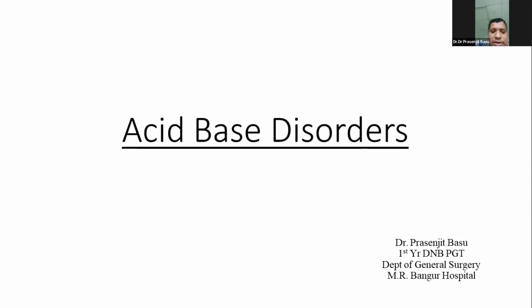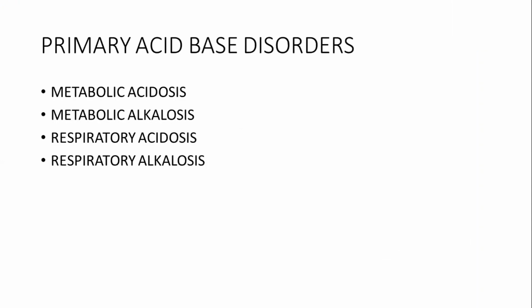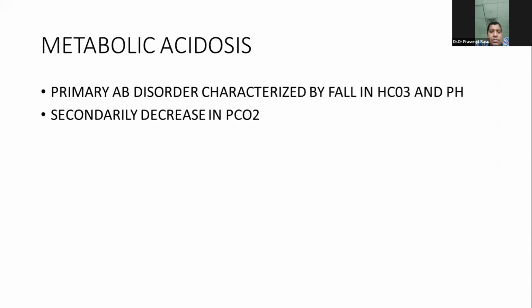I am going to present acid-base disorder and interpretation of ABG. Primary acid-base disorders are metabolic acidosis, metabolic alkalosis, respiratory acidosis, and respiratory alkalosis. Metabolic acidosis is a primary acid-base disorder characterized by fall in bicarbonate and pH, with a secondary decrease in PCO2.